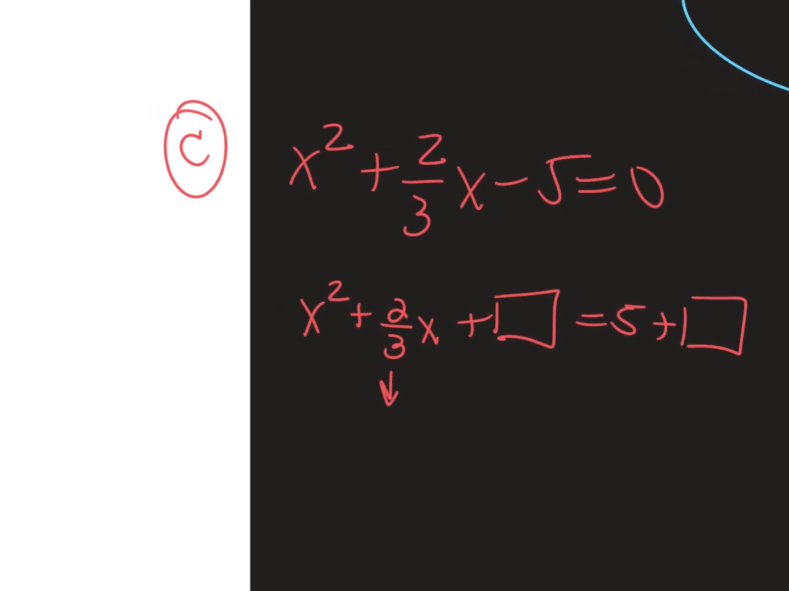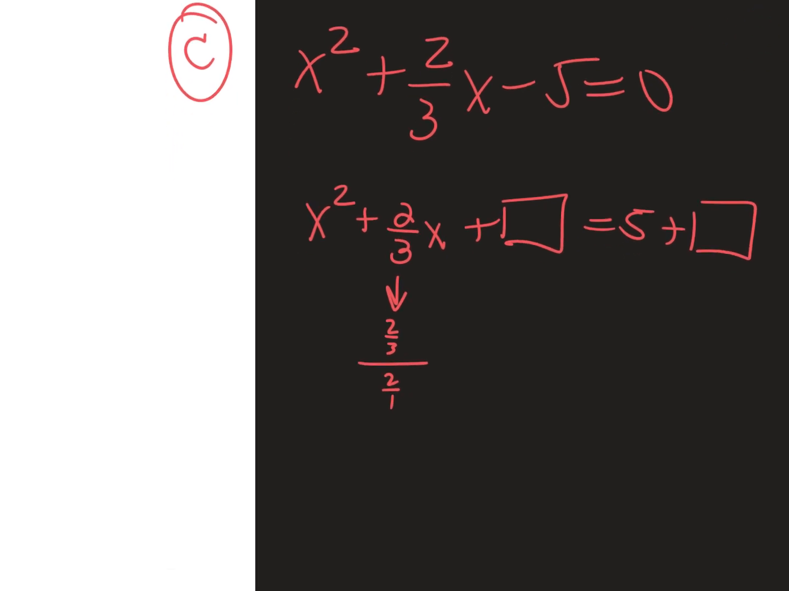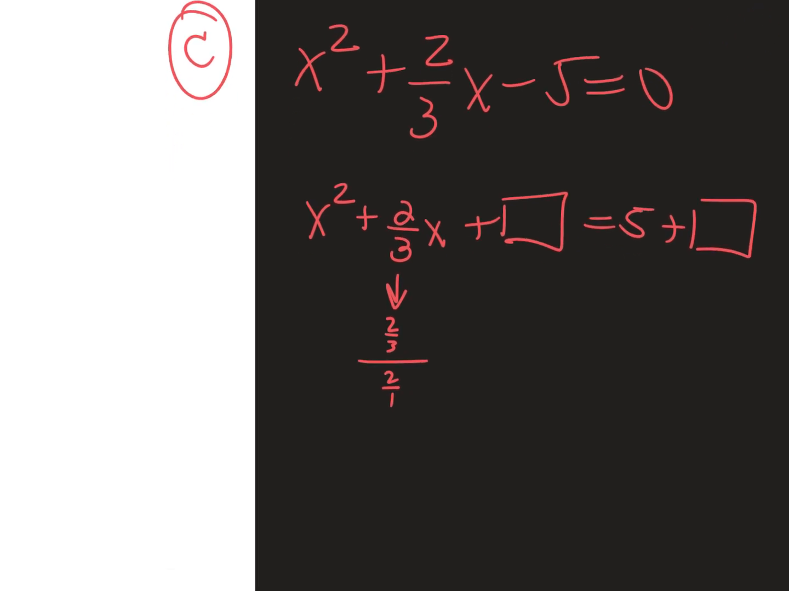So take your b term. It's 2/3 divided by 2 over 1. I always write 2 over 1 when I have a fraction to remind myself I need to do what? I need to flip. So when I multiply this, 2 over 6 is just going to be 1/3.